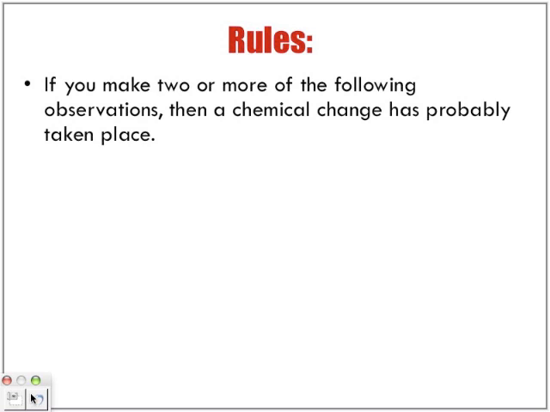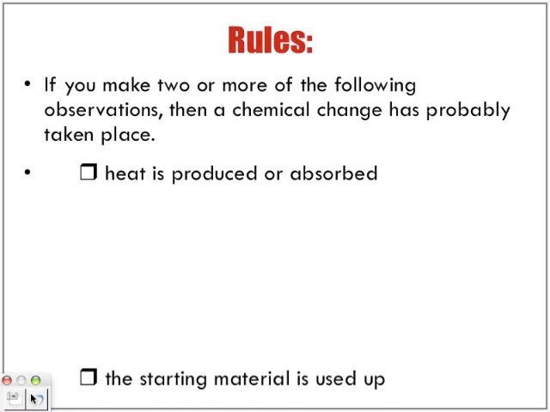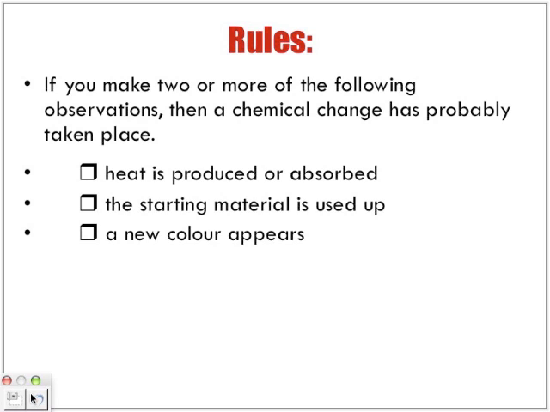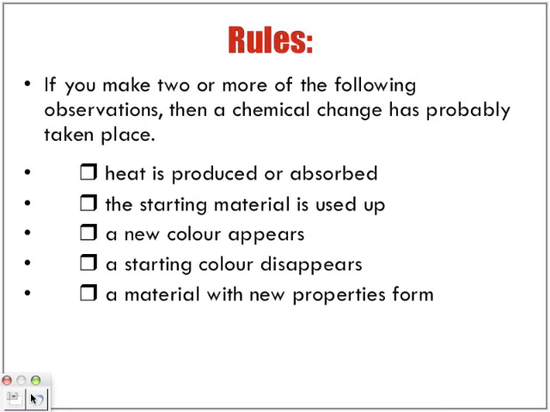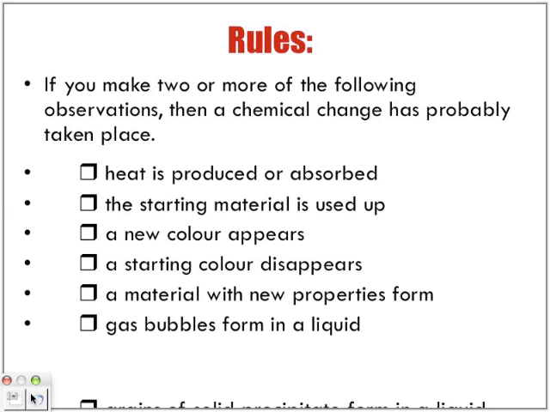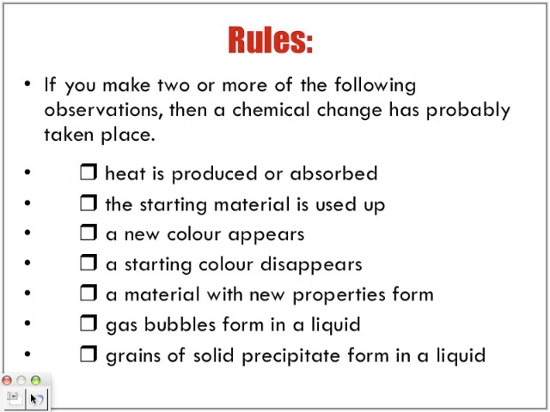These are the rules for chemical changes. If you make two or more of the following observations, then a chemical change has probably taken place. Is heat being produced or absorbed? Is the starting material being used up? Has a new color appeared? Has the starting color disappeared? Does a material with new properties form? Do gas bubbles form in a liquid? Do grains of a solid precipitate form in a liquid?